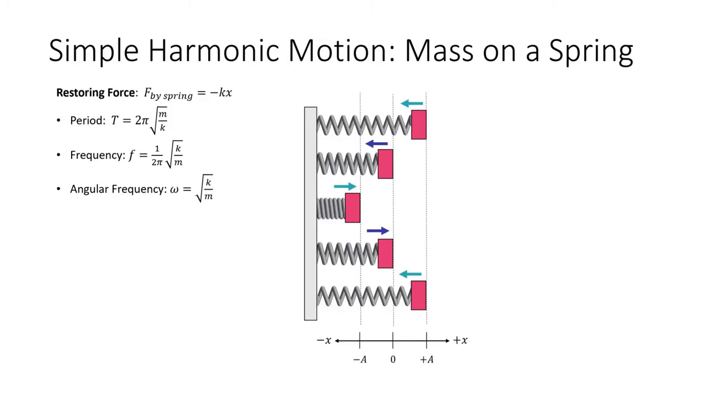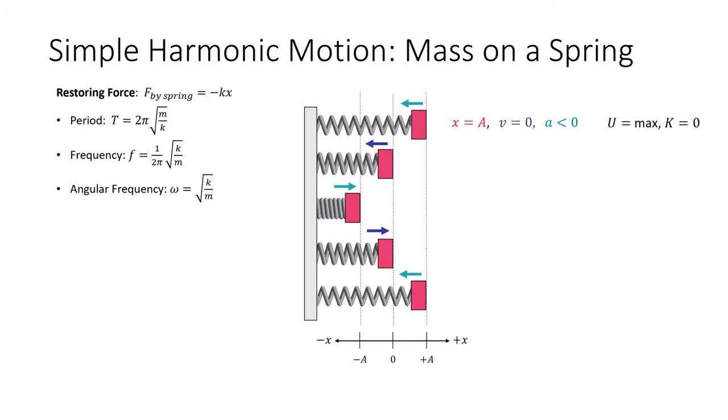Okay, and then we learned last time that the period of oscillation is 2 pi square root of m divided by k. We also learned that the frequency of oscillation is just the inverse of that period, so that would be 1 over 2 pi square root of k divided by m. And the angular frequency is the frequency multiplied by 2 pi, and so we just end up with the square root of k divided by m.